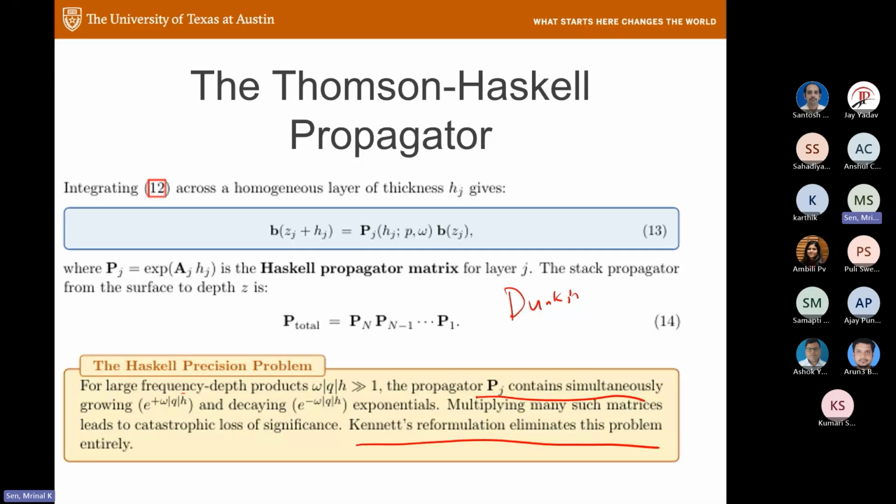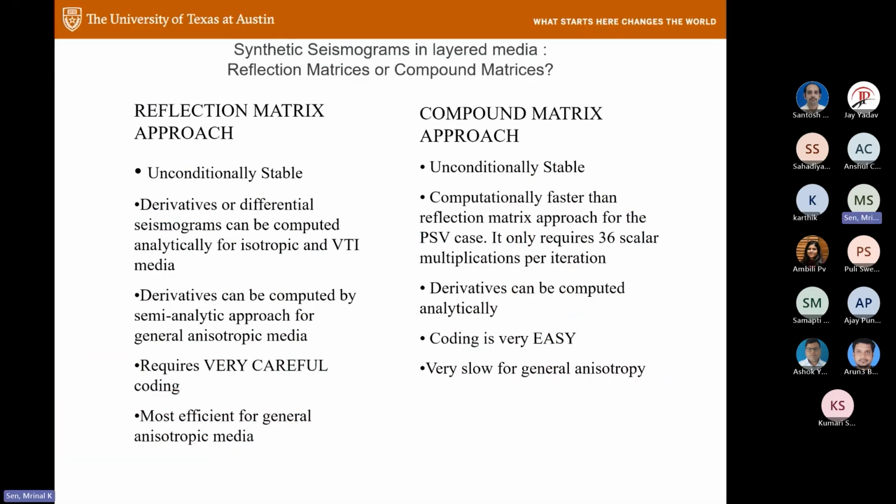So if you have a reflection matrix approach, this is unconditionally stable. I still haven't finished talking about the reflectivity method. We're somewhere in the middle, but I just wanted to show you the advantages. Unconditionally stable, you can compute the derivatives for MWI, and they can be computed by a semi-analytic method.